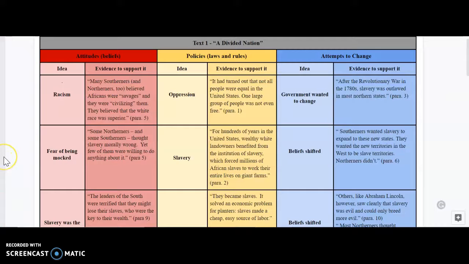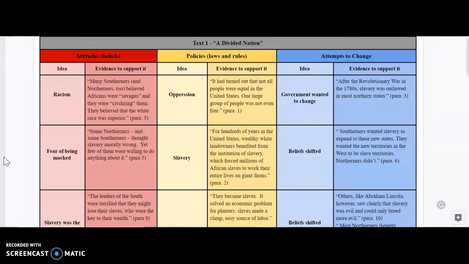Hey Kipsters, let's review the two articles, or the two texts, that we read a couple of weeks ago. So, in order to review them, Ms. Arnold went ahead and made two charts. This is the first chart for text 1, A Divided Nation.